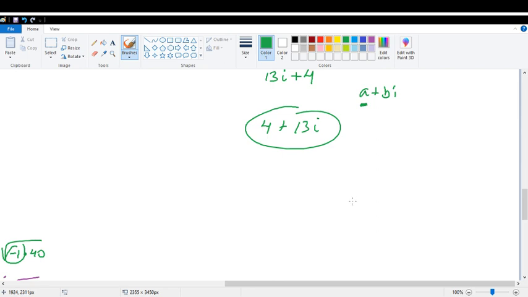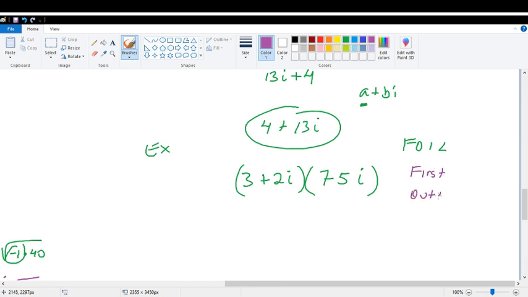What if we had 3 plus 2i times 7 minus 5i? Okay, so this is another example. Think about the FOIL method that you learned in Algebra 1. FOIL. Remember what FOIL stands for? It's first, outer, inner, and last. So first, multiply first this right here.